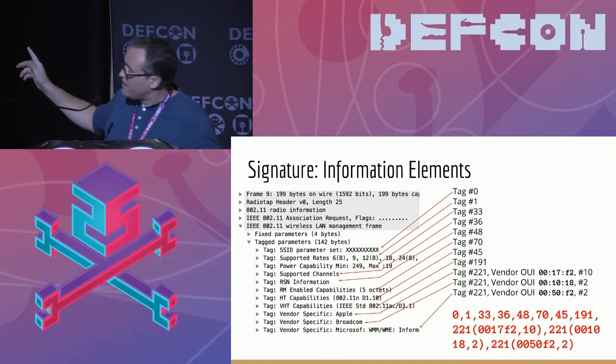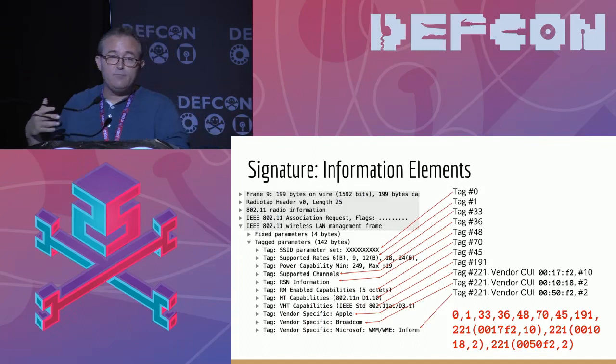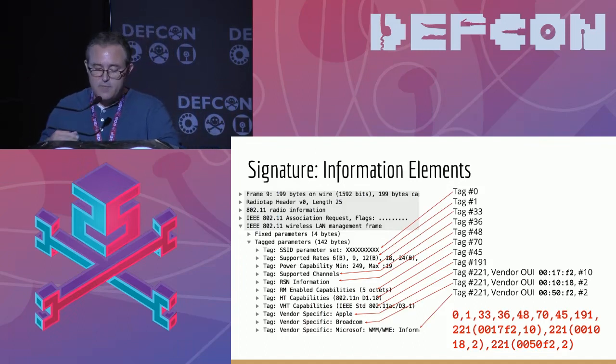This is the association frame from an iPhone 7 Plus as broken out by Wireshark. The association request includes the SSID that the client wants to join, information about its supported rates and channels, about its power levels and its radio management capabilities, plus 3 vendor extensions from Microsoft, Broadcom, and Apple.